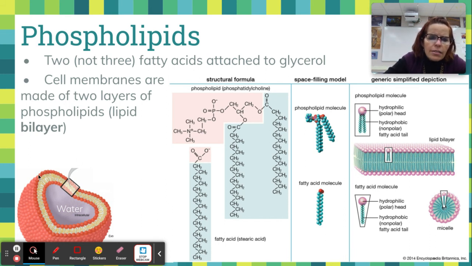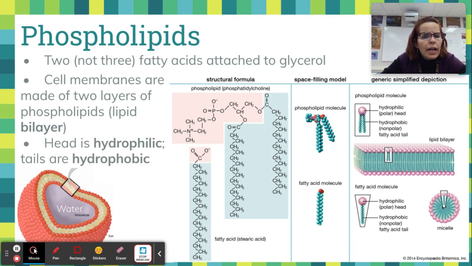So take a look at this image of the cell that's right here. There's water on the inside of the cell, so all the heads of the inside layer are pointed toward the water. And then there's water on the outside of the cell. So the second layer, the heads are also pointed out, and all the tails are pointed on the inside, and that's where there is no water. So that just happens automatically, and that's just their reactions to being polar and nonpolar. So the head is hydrophilic and the tails are hydrophobic.